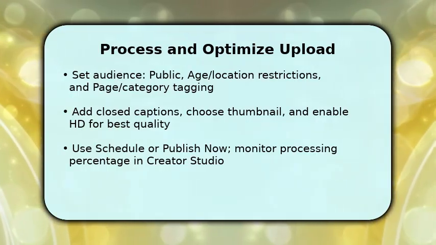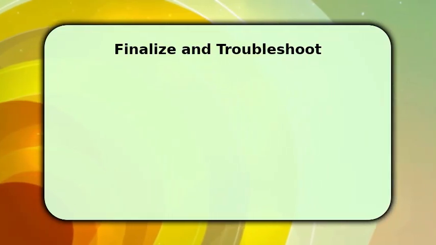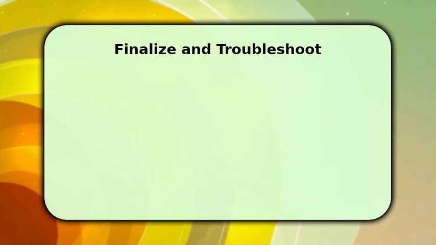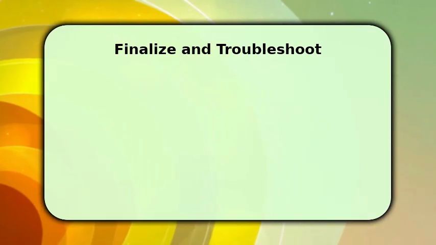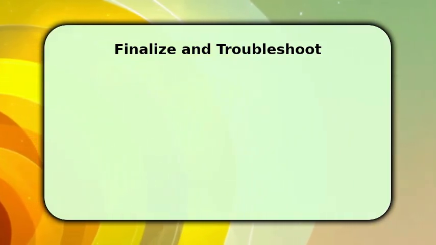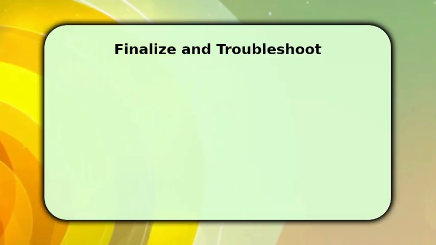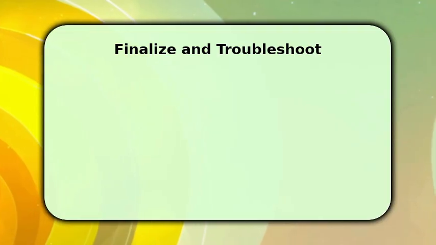Finish by ensuring the video processes fully and plays on multiple devices. You publish only after the progress reads 100%, then verify playback on desktop and mobile to catch resolution or sound issues. If processing stalls, re-export with H.264, lower bitrate, or reduce resolution and retry.